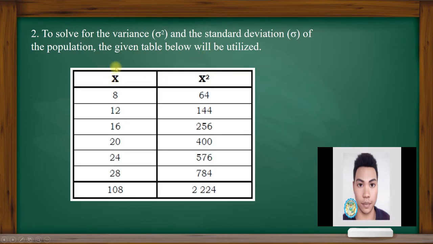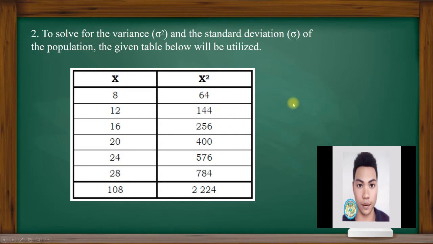So x, these are our tutorial rates, which are 8, 12, 16, 20, 24, 28, and the total is 108. And on the next column, we just square x, which is x squared. So the values of x, we just square them. So 8 squared is 64, 12 squared is 144, 16 squared is 256, 20 squared is 400, 24 squared is 576, and 28 squared is 784. And then we add them all. And the total is 2,224.